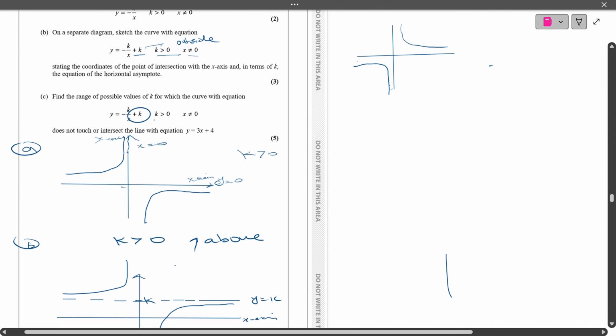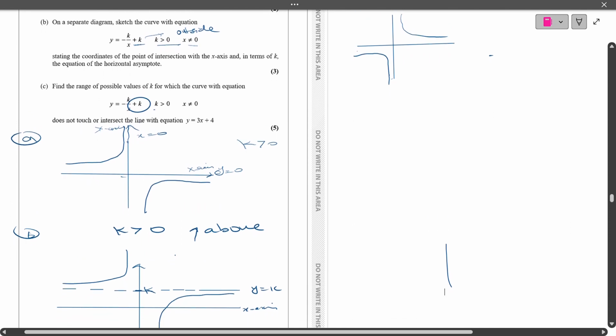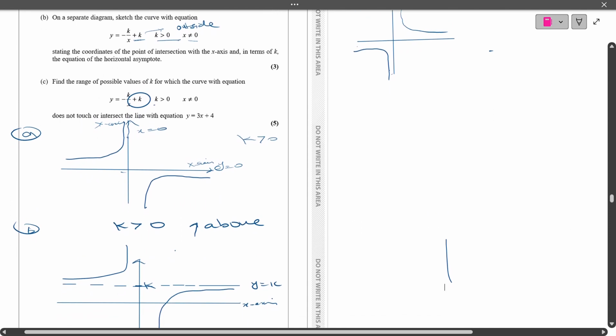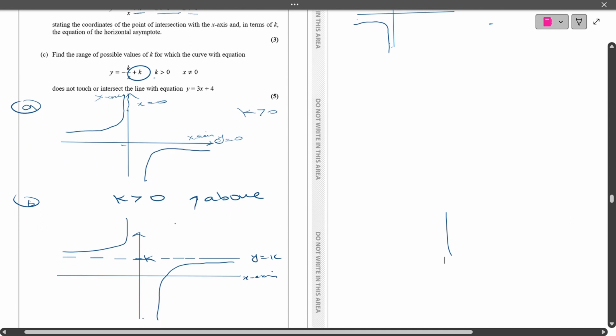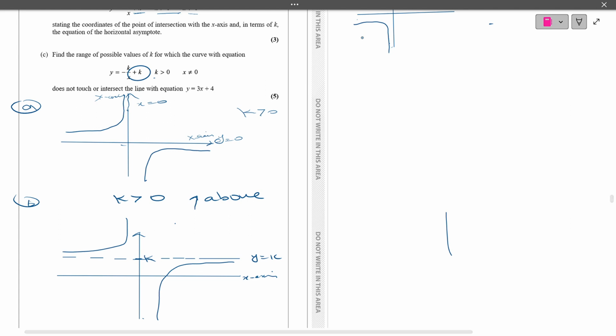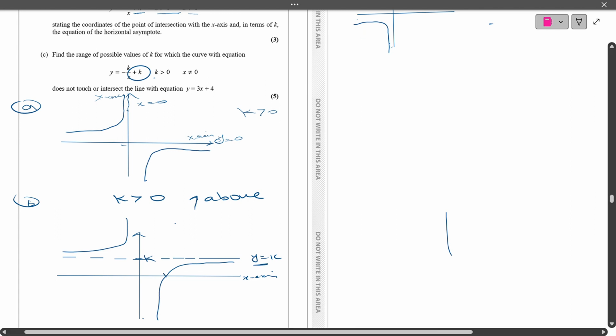Then it says to state the coordinate of the point of intersection with the x-axis and, in terms of k, the equation of the horizontal asymptote. The horizontal asymptote I already have written here. y equals k is the horizontal asymptote. So I need to write down the point of intersection here.